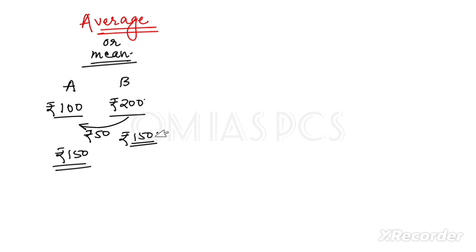So how can we know that this 150 is the average value? What we have done here is we have just written 100 plus 200 divided by 2. So we got 300 divided by 2, and that is 150. So we transferred 50 rupees to person A, and then it becomes 150 and 150. It's not rocket science, just a simple method.